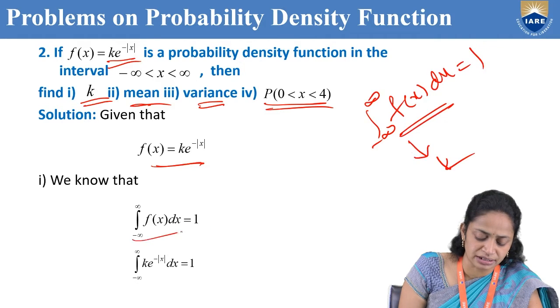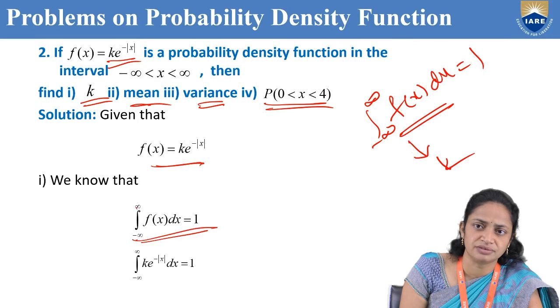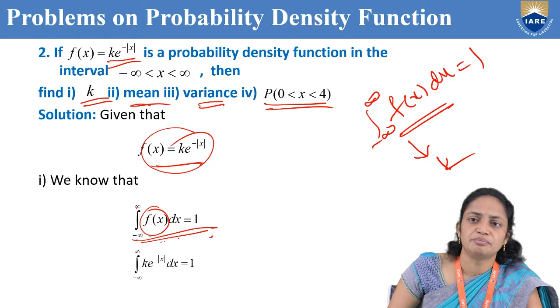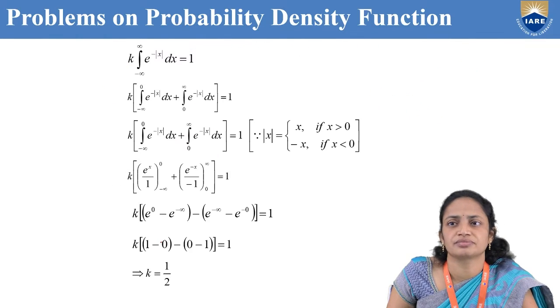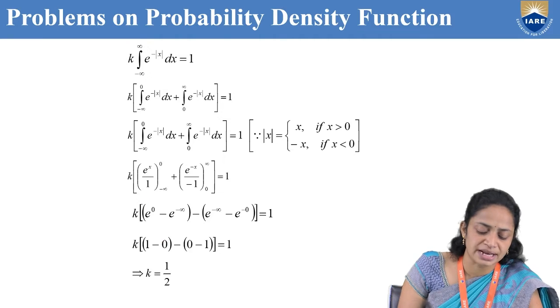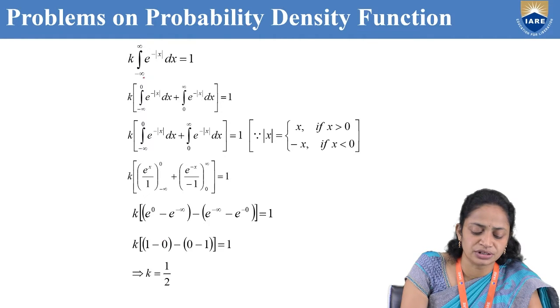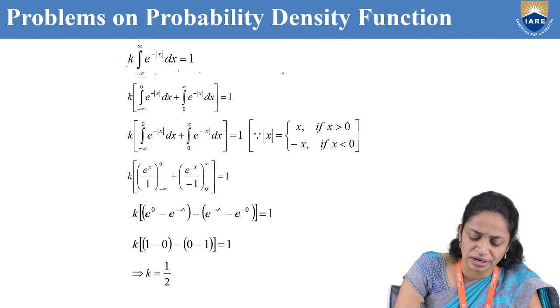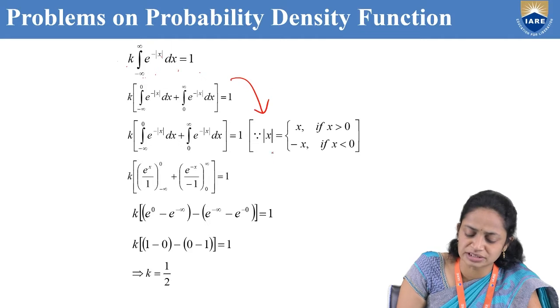By using this formula, we can find the k value. So that's why I am writing here: integration over minus infinity to infinity f of x dx equal to 1. So what is our function? Our function f of x equal to k into e power minus modulus of x. So k into, you can keep k outside, that will be k into integration over minus infinity to infinity e power minus modulus of x dx equal to 1. Okay, but what is modulus of x?